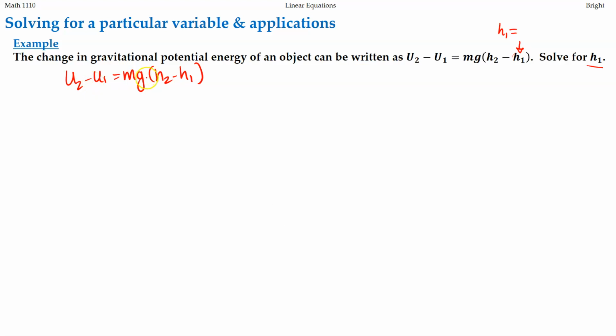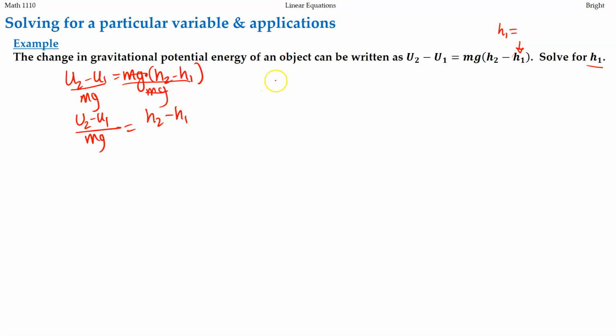But now, as I work through order of operations in reverse, I'm going to get rid of this mg first, and that requires us to undo the multiplication, or do division by mg. So then the next step in my equation, I get (u2 minus u1) over mg is equal to h2 minus h1. And I drop the parentheses because there's no longer any need to have them, since it's just h2 minus h1 on the right-hand side.